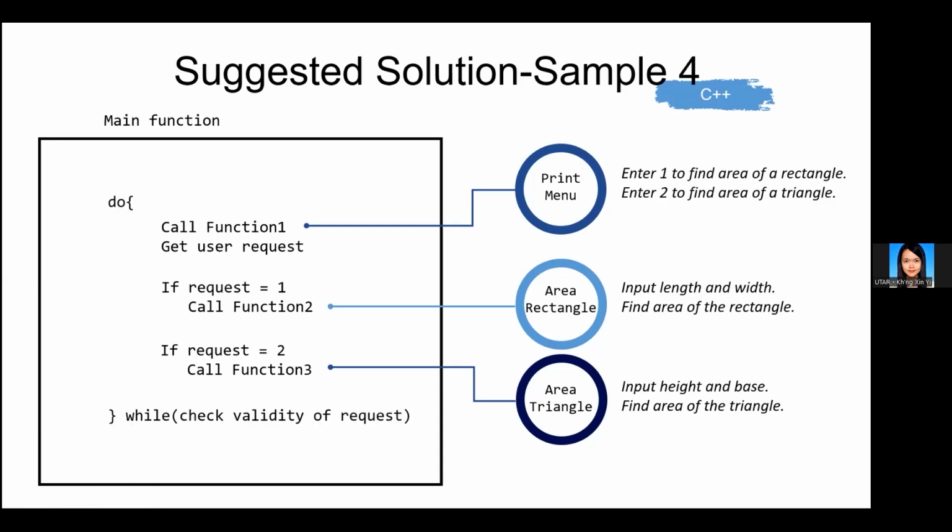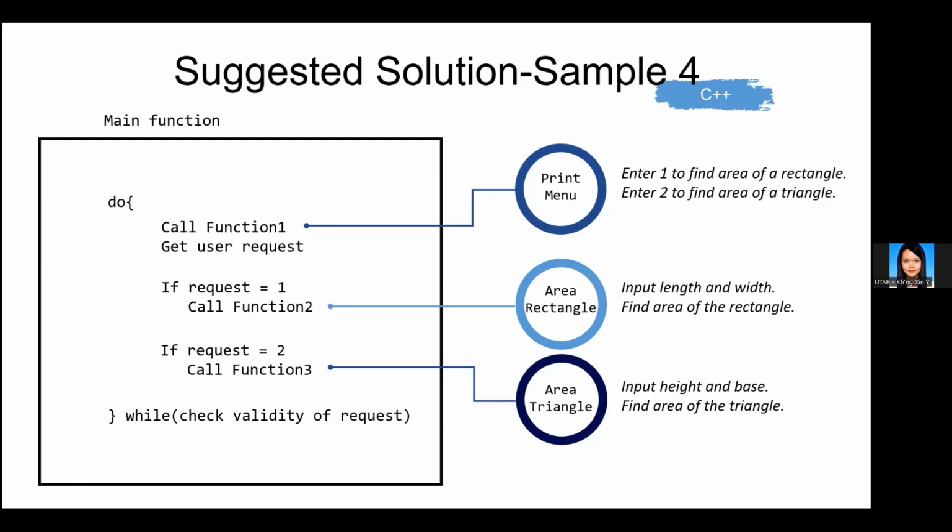You can try to use a while loop here. I use a do while loop here because I want to go through all these things first, then only do the checking. Okay, so the idea of putting in this while loop is to check the validity of requests. If the request is invalid, I will go into here again, show the menu, and ask the user what they desire, which area they want to find. If the request is valid, then I will just show their area and that's all.